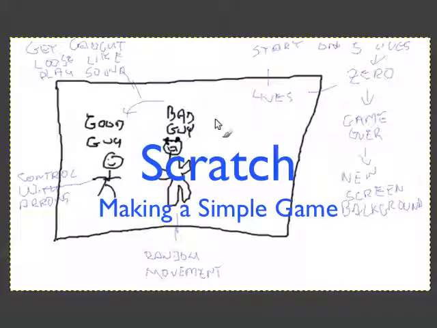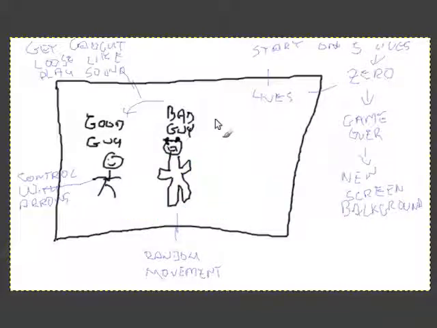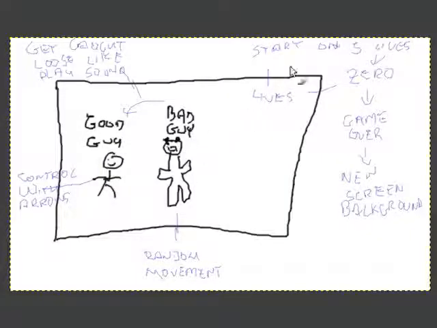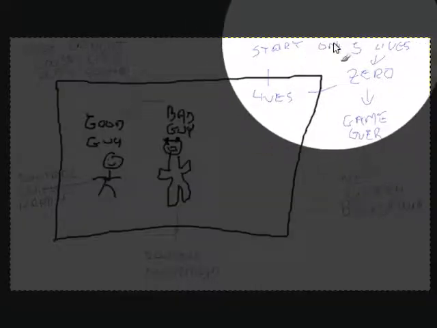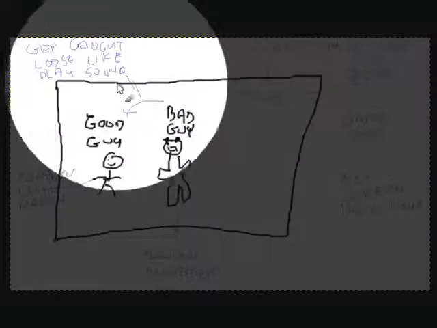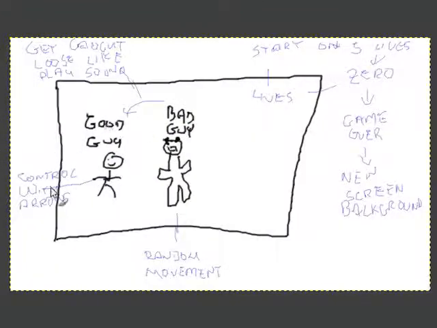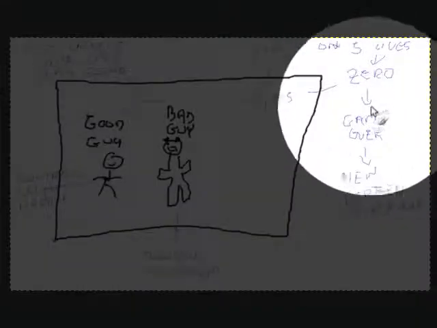When you start a program project, it's a good idea to brainstorm away from the computer, and that's normally what a designer does. This particular game we've designed is based around two characters, our good guy here and our bad guy. The whole premise of the game is that you start on 5 lives. Each time the bad guy catches up with the good guy, you lose a life, and the game is over once you reach 0 lives, and a new screen background appears.